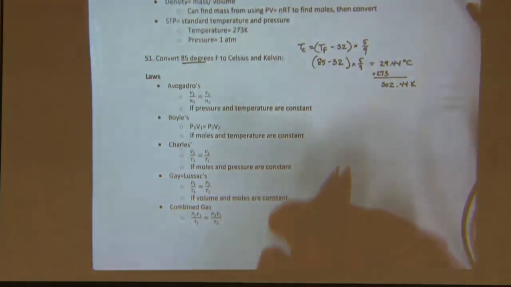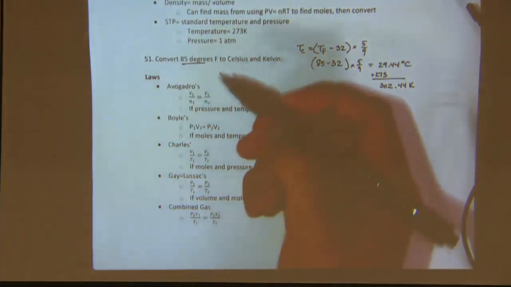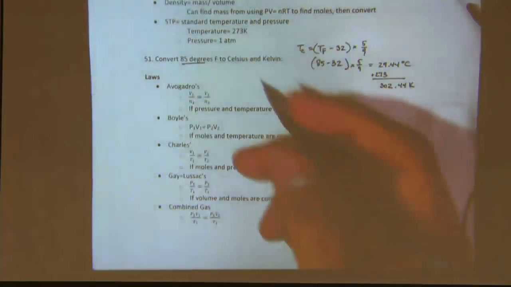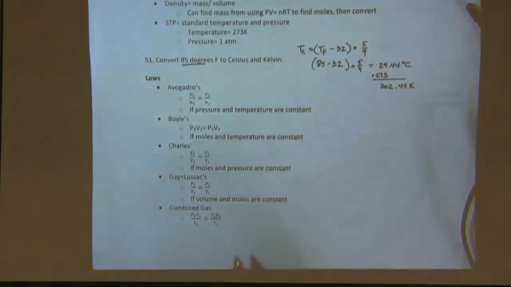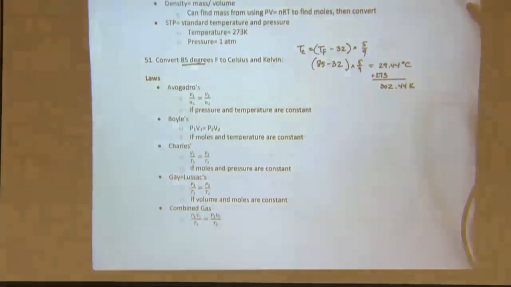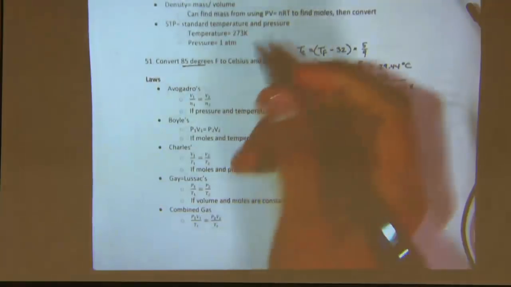We have a bunch of gas laws, and the names for them don't really matter. You're never going to be asked what Avogadro's law is and have to spit it out verbatim. What you do have to remember is the relationship each of them has. For Avogadro's, V1 over N1 equals V2 over N2. Can anybody tell me what kind of relationship that is? Direct or inversely related? Directly related? All right, cool.